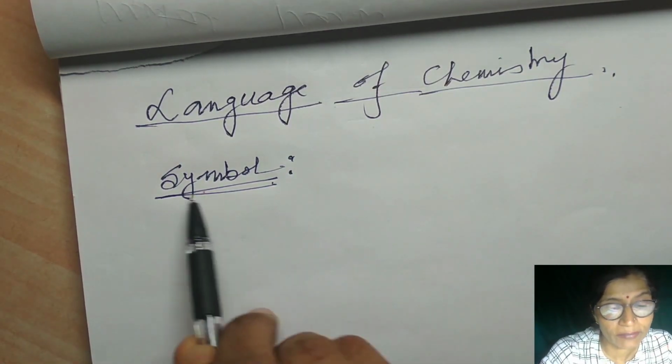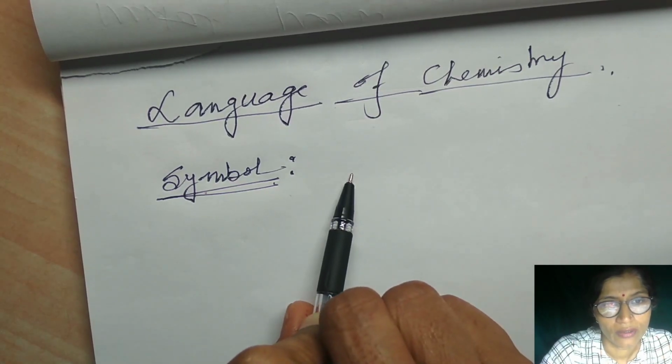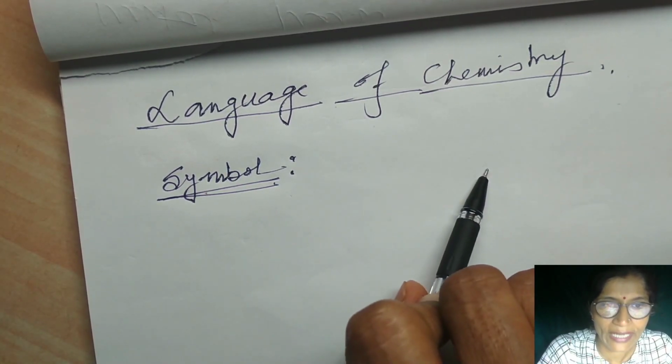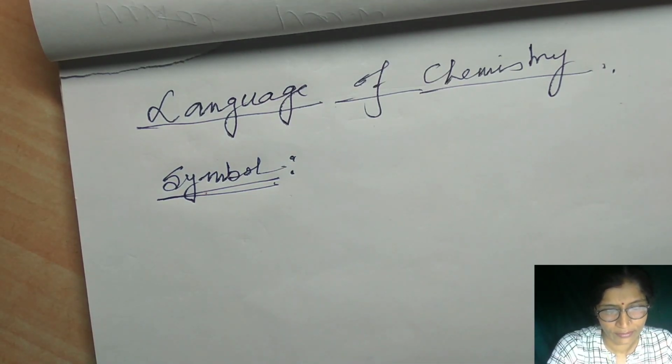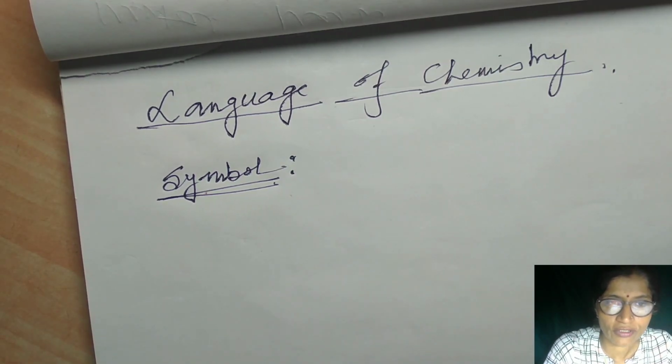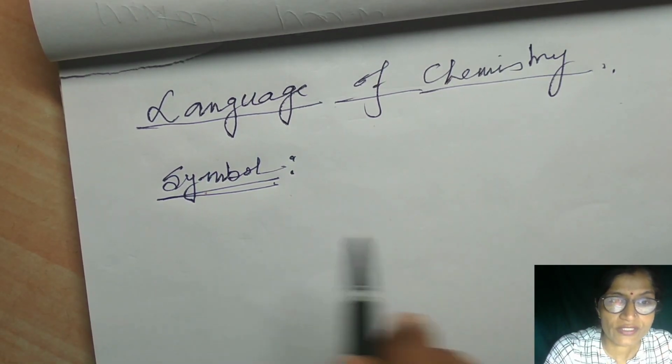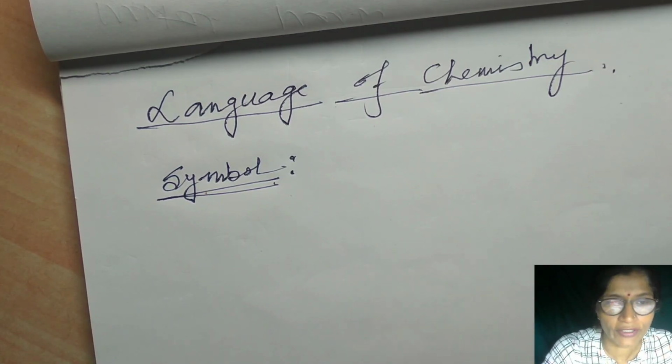So what is the symbol? Symbol is the shortened representation of an element. It represents one atom of an element. For example, sodium is represented by Na. Calcium, represented by Ca. Hydrogen, H. Oxygen, O. So this is the shortened representation for all these elements and these are symbols.